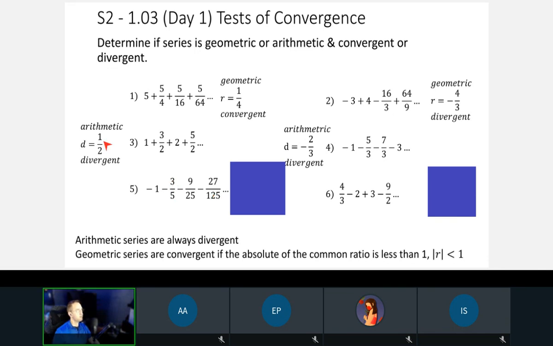And is 3/5 less than 1? Yeah, so that would be convergent or divergent? Convergent. Yep. And number 6. Geometric or arithmetic?